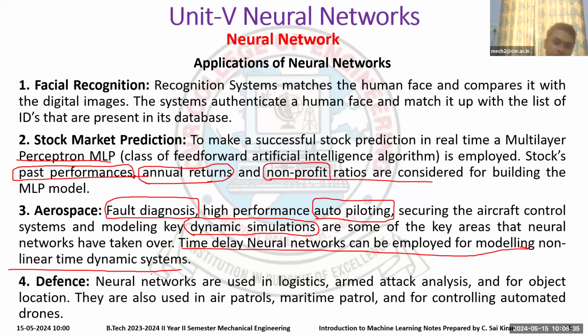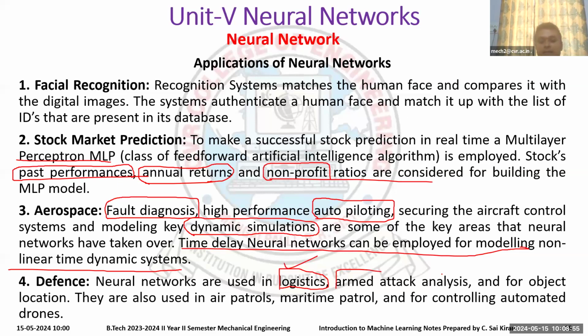Okay. Next, defense. Neural networks are used in logistic, armed attack analysis, and object location, all the things. So neural networks are used in logistics. Logistics is nothing but the total number of weapons you require in the defense, how many hand grenades required, how many guns you require. It can check based on the war.